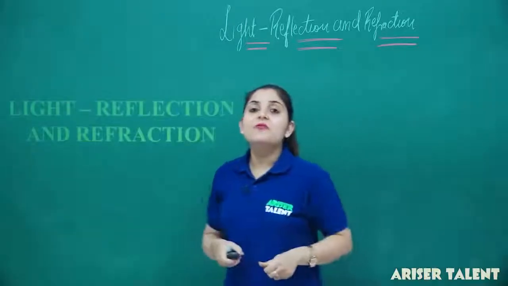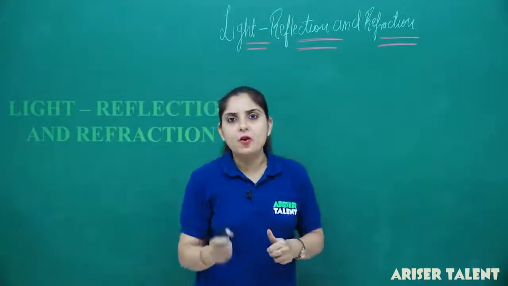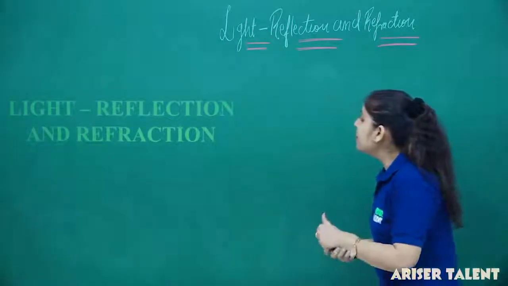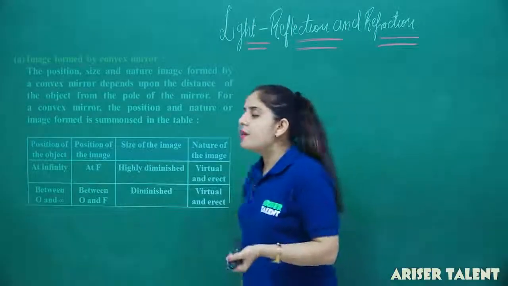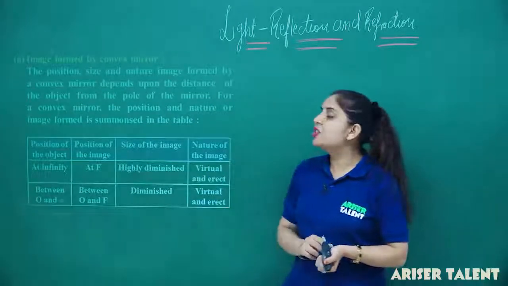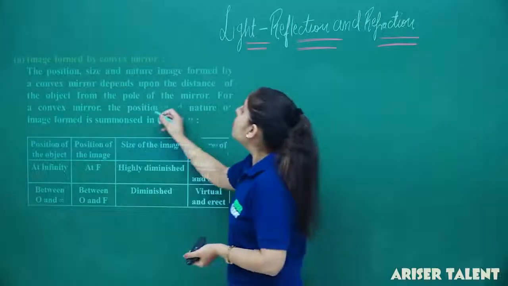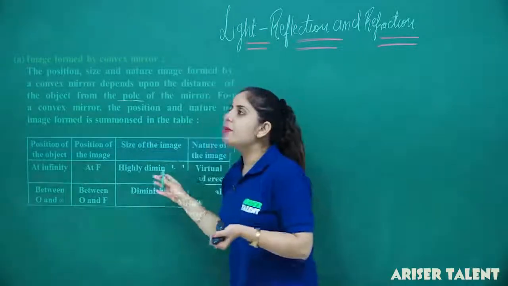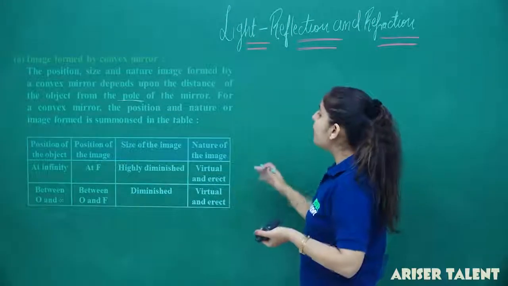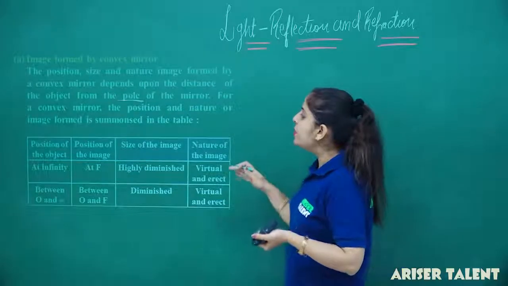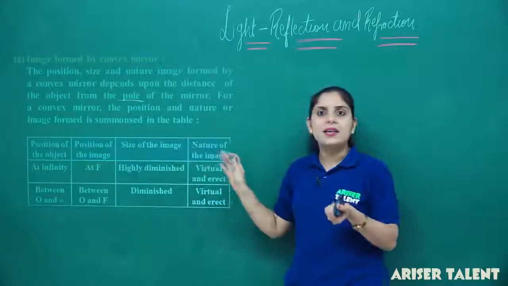Now we will see where the image is formed and where the object is placed in case of the convex and concave one. So let's see where the image is formed in both the mirrors. In case of the convex mirror, the position, size and the nature of image formed by these mirrors depend upon the distance from the pole of the mirror. So, pole of the mirror and its distance will give you the image formation in the case of convex mirror. We have the different cases: where the position of the object is kept, where the image is formed, and what will be the size and nature of that image.